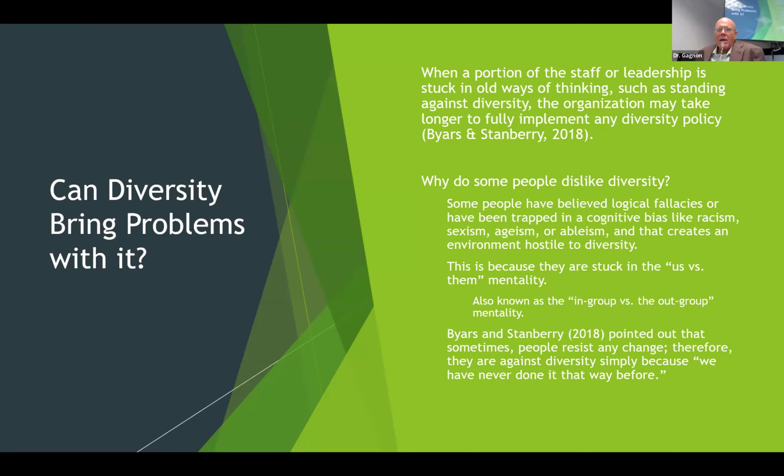Byers and Stanberry pointed out that sometimes people resist any change. Therefore, they are against diversity simply because we have never done it that way before. Well, just because you never did it that way before, it doesn't mean it's wrong.